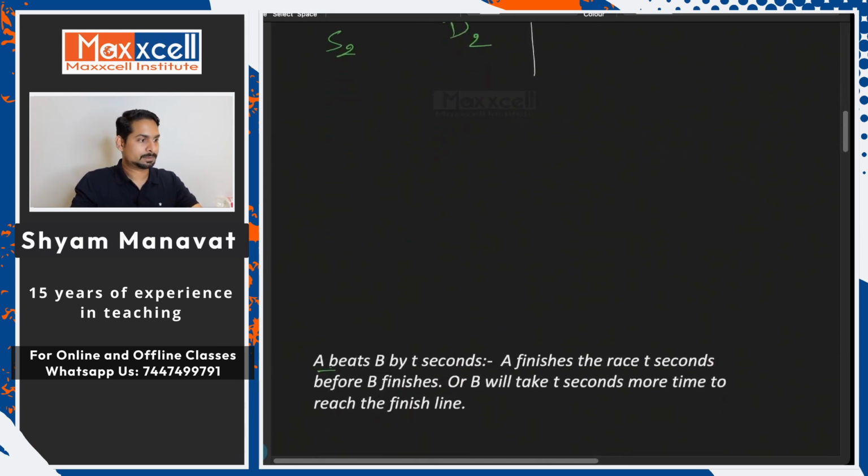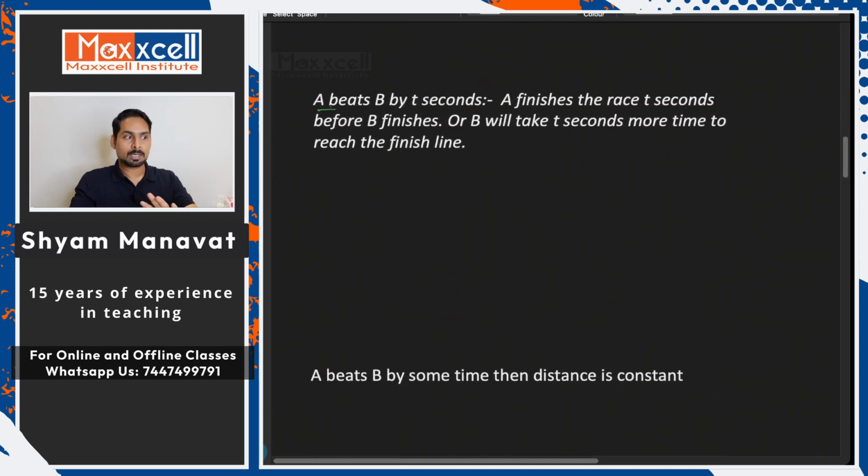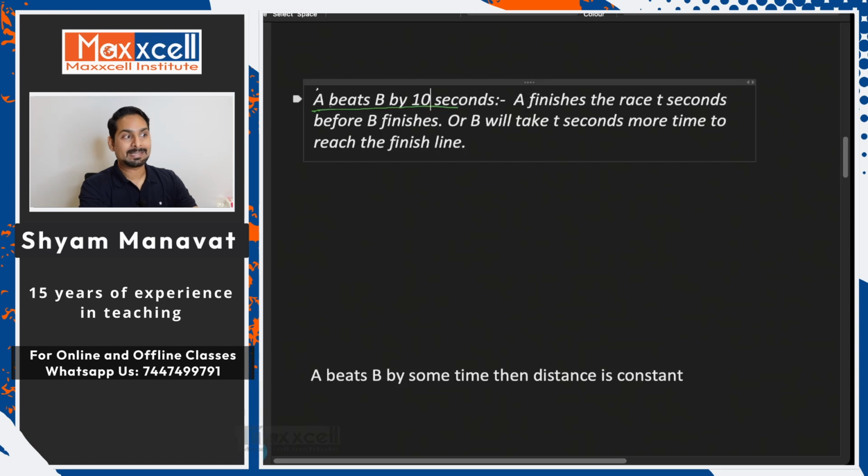Now the type of question we will see. Let me explain it by taking only two people in the race, A and B. Let's say A beats B by some time. A beats B by T seconds, let's say 10 seconds. Let me take a number, it will be easy for you to understand, and these are just examples. In that case we say A finishes the race 10 seconds before B, or B will take 10 seconds more time to reach the finish line.